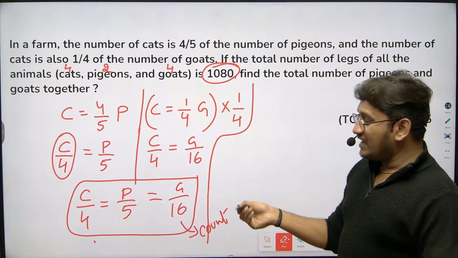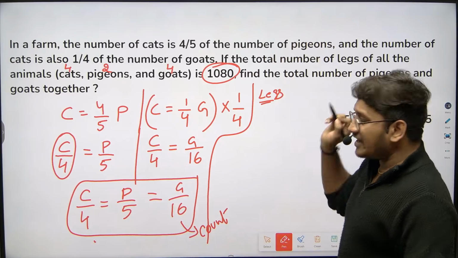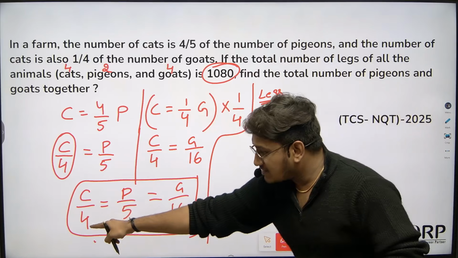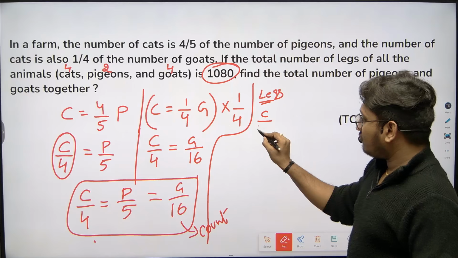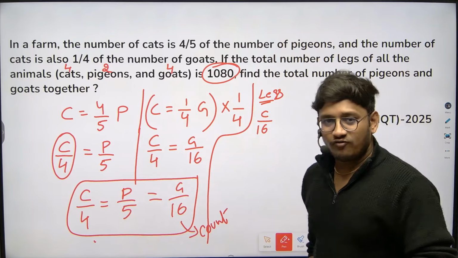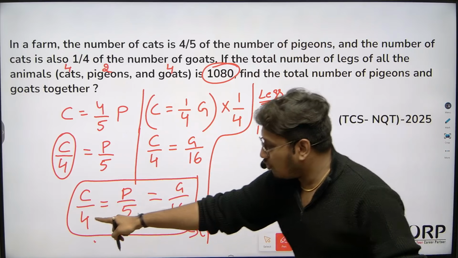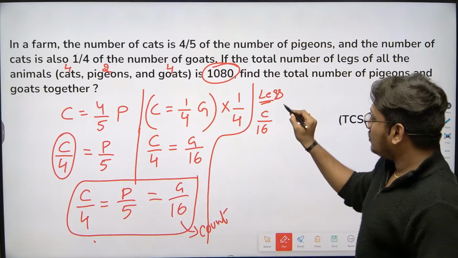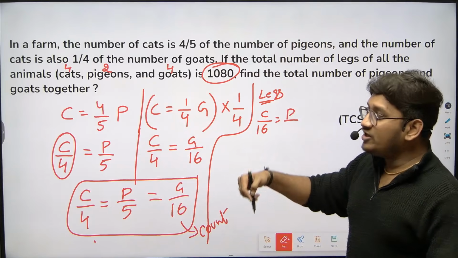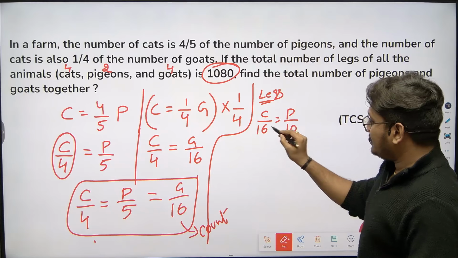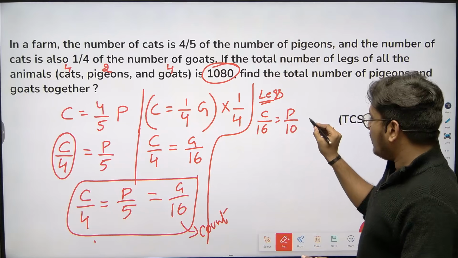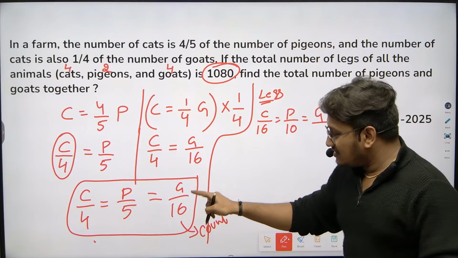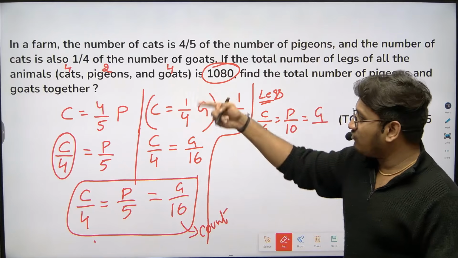Now when we are talking about legs, how many legs does each cat have? 4 legs, right? And how many cats do we have? 4, so 4 into 4 legs is 16. Each pigeon has only 2 legs, and we have 5 pigeons, so 5 into 2 is 10. These are the counts I am writing for legs. Now goats. How many goats do we have in the ratio? 16, and each goat has 4 legs, so 16 times 4 is 64.